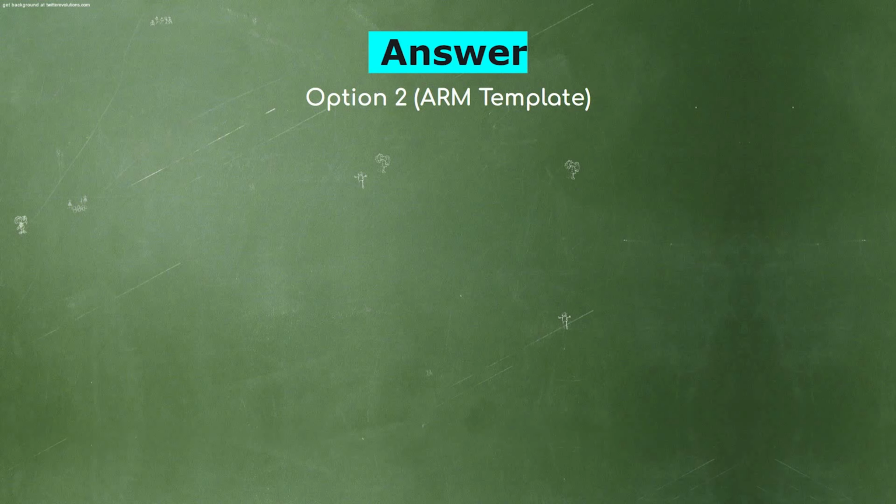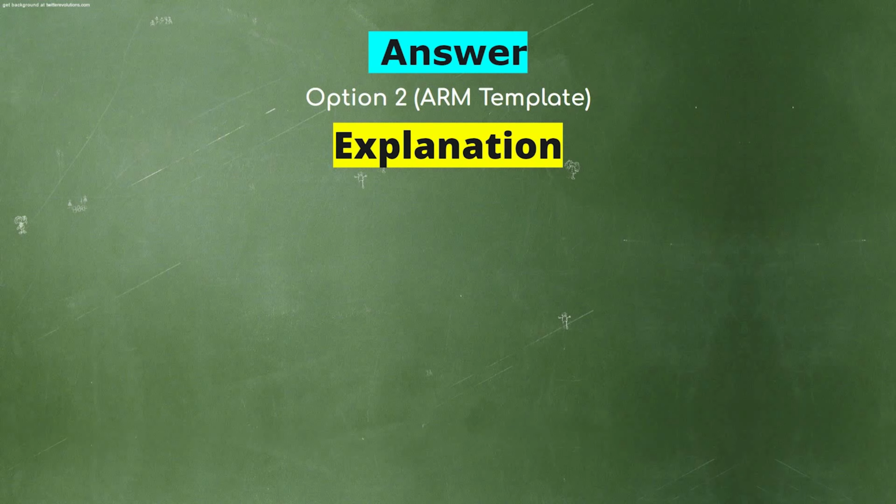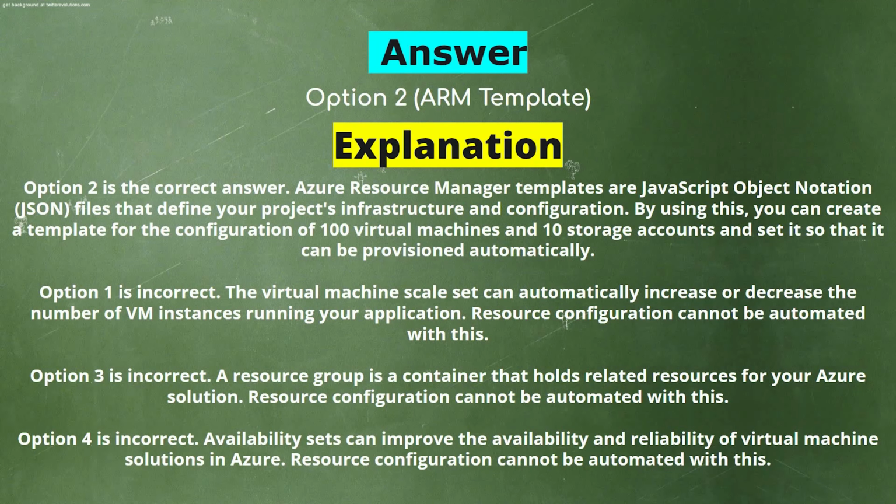ARM template. Explanation. Option 2 is the correct answer. Azure Resource Manager templates are JavaScript object notation files that define your project's infrastructure and configuration. By using this, you can create a template for the configuration of 100 virtual machines and 10 storage accounts and set it so that it can be provisioned automatically.